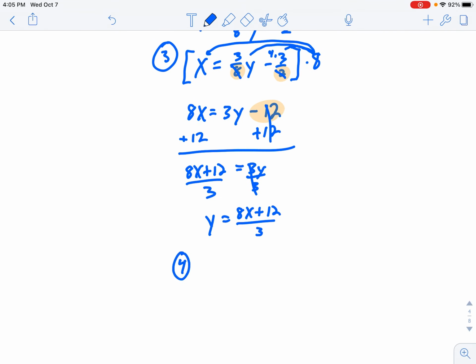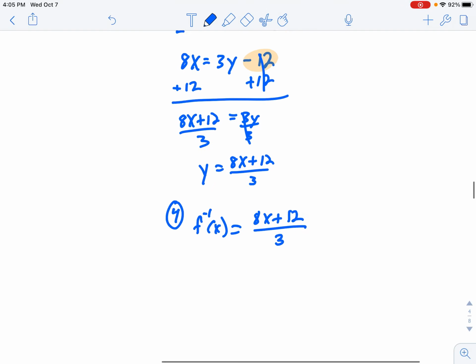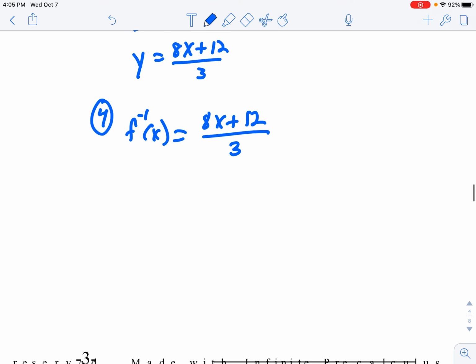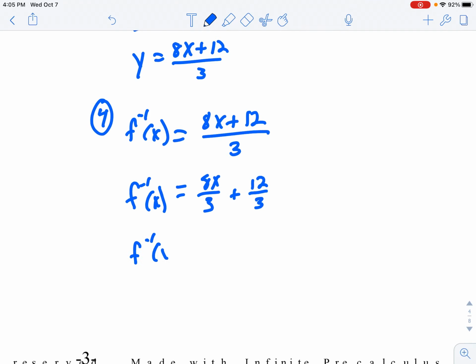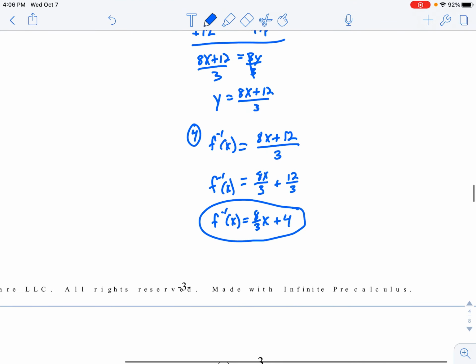So step 4 is to write this with the f inverse notation. F inverse of x equals 8x plus 12 over 3. Now I'm going to guess that their answer on the answer key doesn't look quite like this. They probably split it into 2 fractions, 8 over 3 plus 12 over 3, and then simplified it. Now you can't simplify 8 over 3, but you can rewrite it as 8/3 x. You can simplify 12 over 3. 12 divided by 3 is 4. So I'm guessing that is going to be the answer when I check myself.